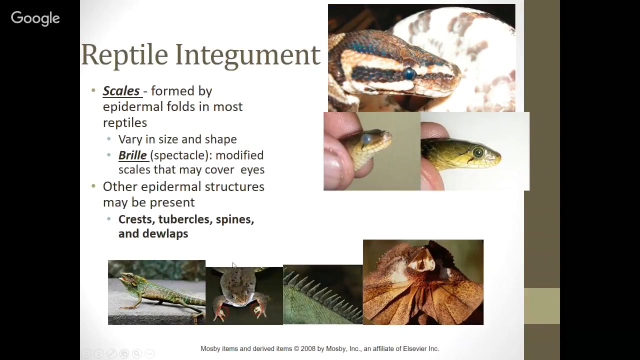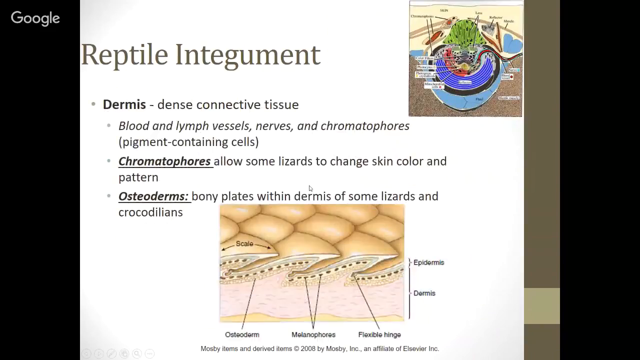Integument. Scales are formed by epidermal folds in most reptiles, and they vary in size and shape. There is a spectacle, there's a special modified scale called the brille that may cover the eyes. And you can see, you can't see it here, but you can see it's cloudy here because that's right before a shed, and this is after a shed. But that's an actual scale or spectacle or brille over the eye.